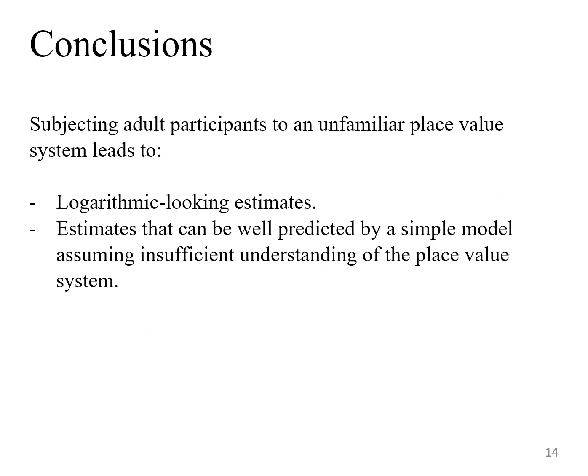So, what does this mean for our hypotheses? We found that subjecting adults to an unfamiliar place value system leads to estimates looking like the estimates that we have seen in children. And we found that a simple model, which assumes insufficient understanding of exponential growth, can predict the estimates on differing tasks remarkably well without needing any free parameters.